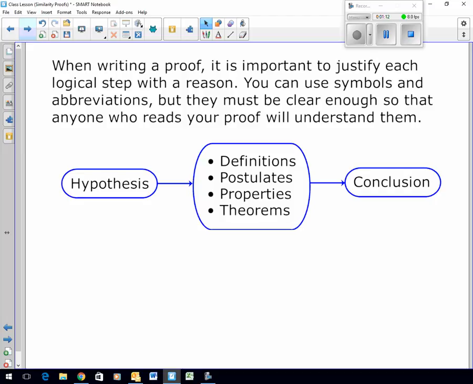Proving a point. It's somewhat like what we did for the warm-up, okay? We'll start with a hypothesis of some description. We're going to use a definition, a postulate, a property, or a theorem that will reach a conclusion.